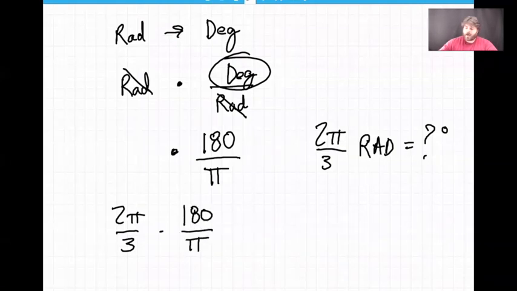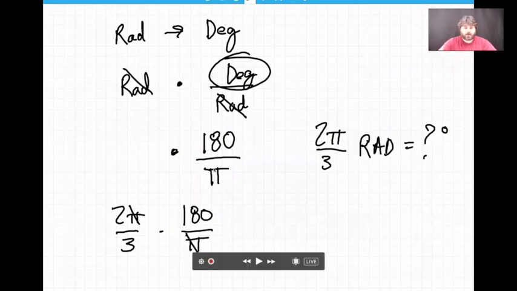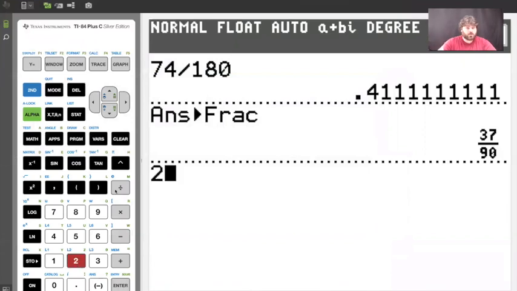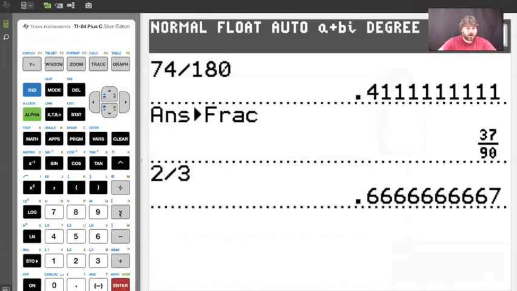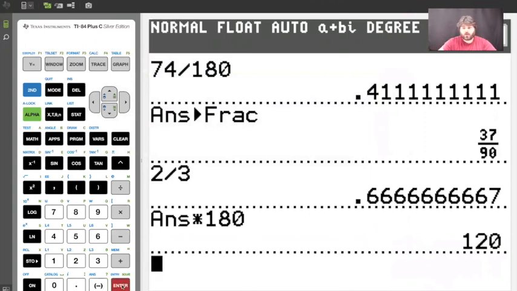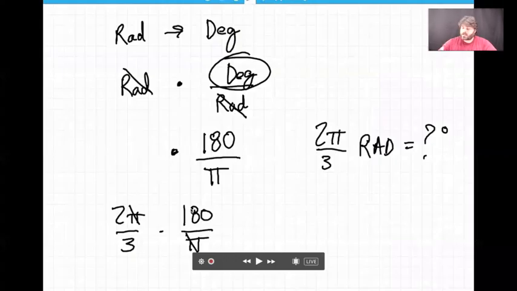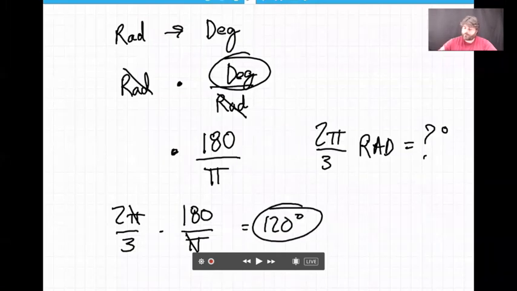Now what's cool is the pi cancels because there's one on top and one on bottom. And then we just multiply 2/3 times 180. I get out my calculator and say, okay, 2/3 times 180. That gives me 120 degrees. So that's it, 120 degrees.